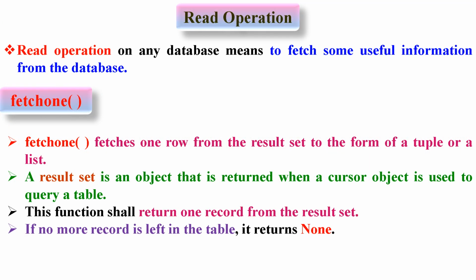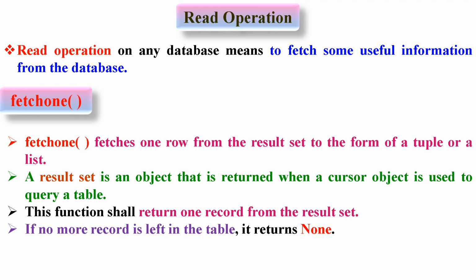Let's discuss the read operation. Read operation on any database means to fetch some useful information from the database. Once our database connection is established, we are ready to make a query into this database. We can either use the fetchone method to fetch a single record or the fetchall method to fetch multiple values from a database table. Let's see the fetchone method.